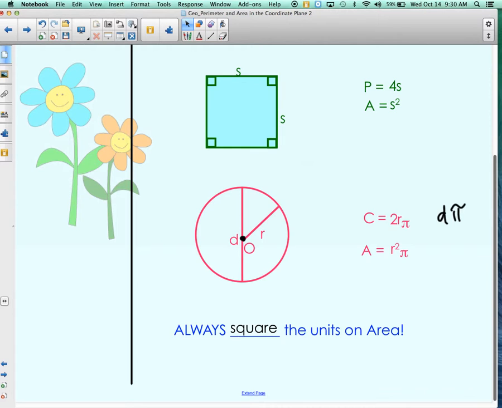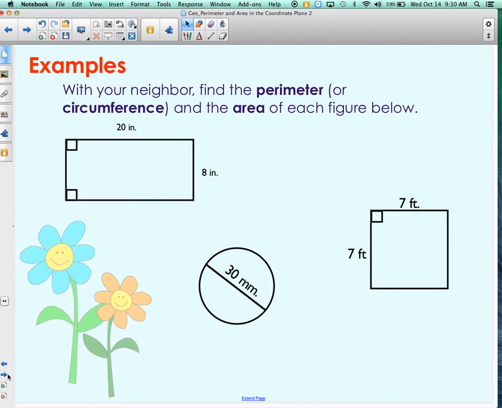It's been a little bit, but yes. Alright. So using these with your neighbor, find the perimeter or the circumference and the area of each figure below. If you are watching the recording, now would be the time to pause. You guys can go ahead and work through it. I'll give you a couple minutes and then we'll do them together. Work together and find the perimeter and the area for each figure.